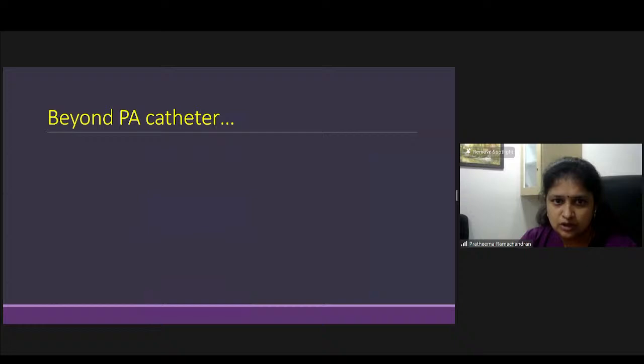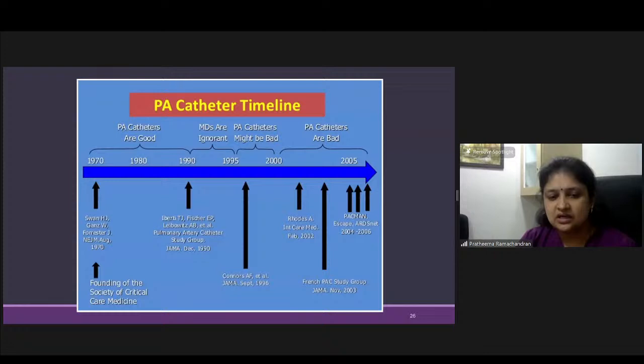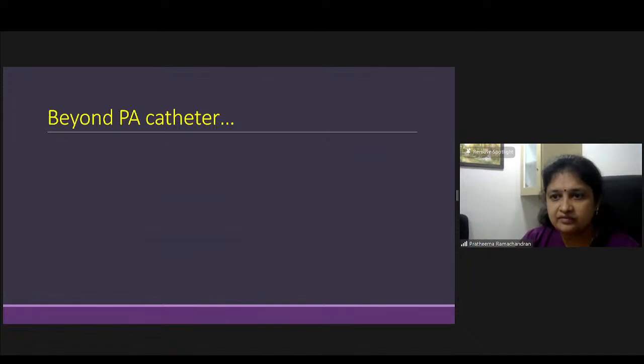Before, we were only dependent on PA catheters, and from Dr. Aarthi's lecture we just heard about cardiac output monitoring and how it was done. Now, if there is no PA catheter, how are we going to go about it? There are other invasive monitoring methods like LiDCO and PiCCO, where a central and arterial line are put in, and slowly it became minimally invasive.